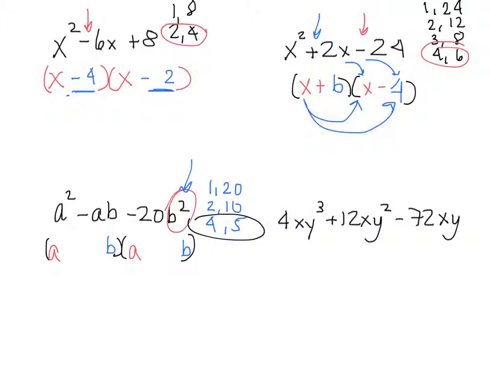Hopefully you recognize 4 and 5. Again, because this last term is negative, the only way to get a negative final term is if you have a positive and a negative number being multiplied together. Because this middle term is negative, we want our larger of the 2 numbers to be negative.